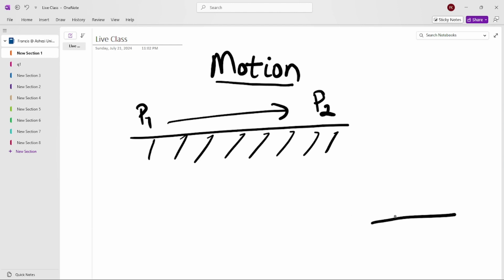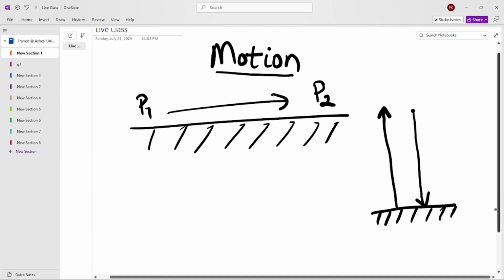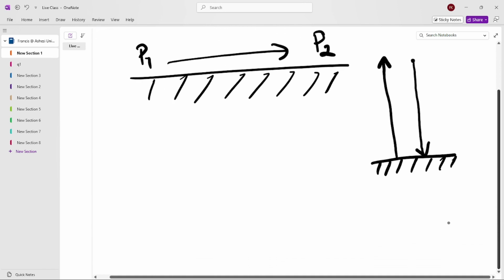We are going to move from somewhere on the floor going up, or you are at the top and you are falling down. This one we call motion under gravity. It's also linear motion, but it's not happening ground to ground. So how do we tackle that? That will be our concern in this session.